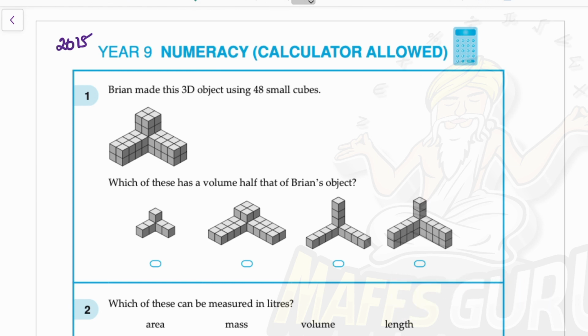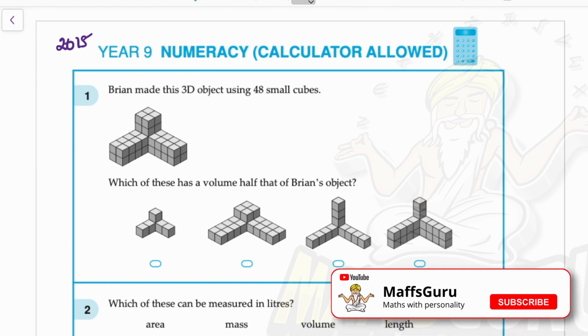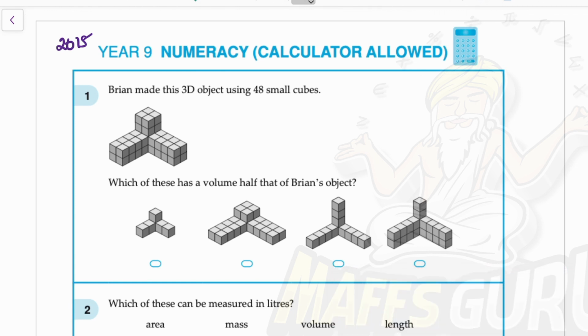Okay, Brian made this 3D shape object when using 48 small cubes. Which of these has a volume half of that of Brian's object? So looking at this shape here, let's have a look at what the volume could be. Because Brian makes the 3D object using 48 small cubes, we want the volume half that of Brian's object. So we are looking for a volume with 24 cubes. It's obviously not this one here.